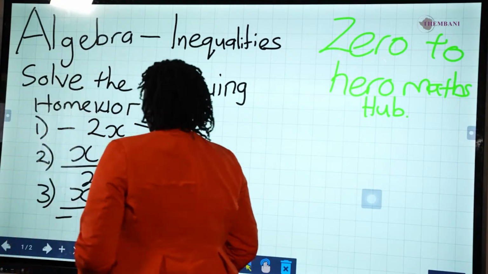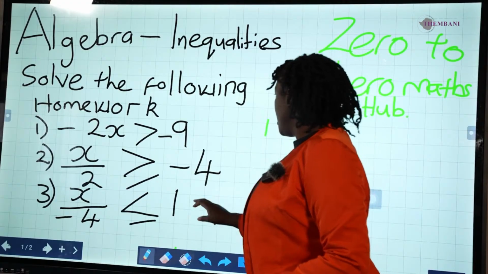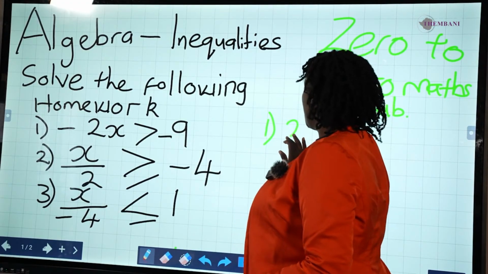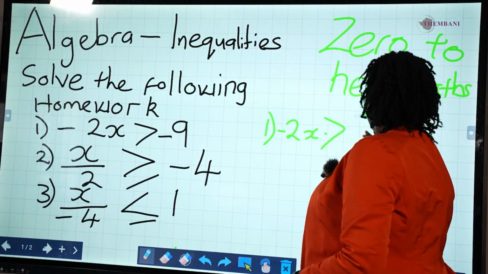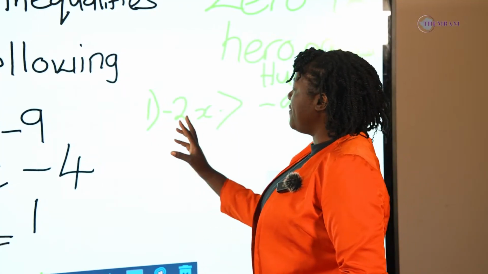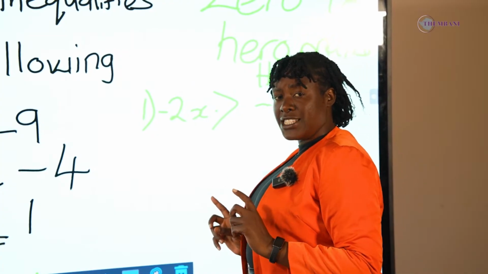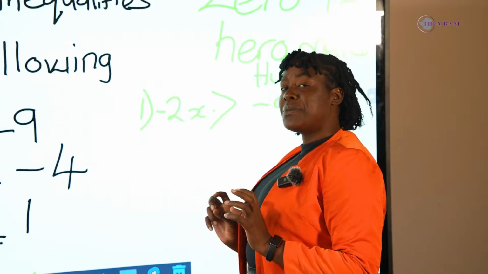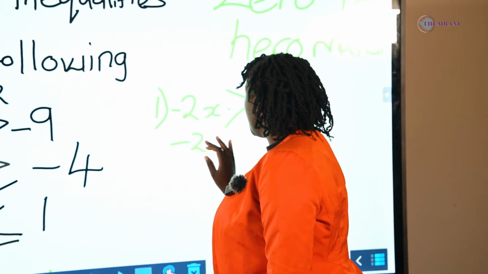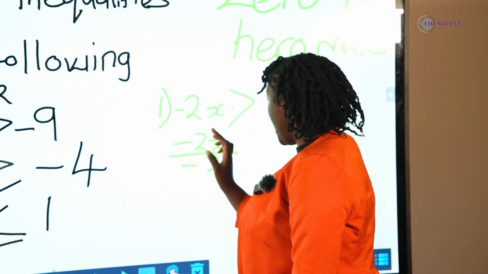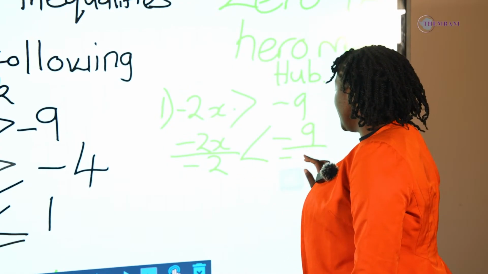So the first question, on number 1, we had negative 2x is greater than negative 9. Notice that we have a negative on this side and a negative on that side. So we needed to divide by a negative on both sides. When we divide by a negative, our inequality sign changes direction. So we have negative 2x over negative 2, our inequality sign changes direction, and we have negative 9 over negative 2.